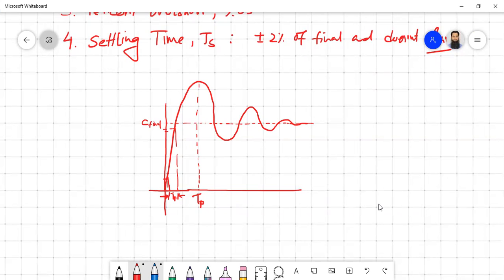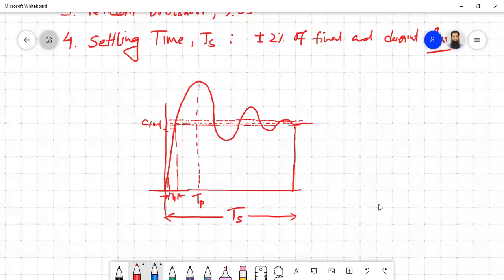Now, what is settling time? Within plus minus 2%: when the response enters within plus minus 2% and doesn't leave. So you have to draw both the plus and minus 2% lines. Whenever your curve is within that 2% band and doesn't leave, basically somewhere here, after this line it doesn't leave. So this is your settling time, within plus minus 2% and doesn't leave.